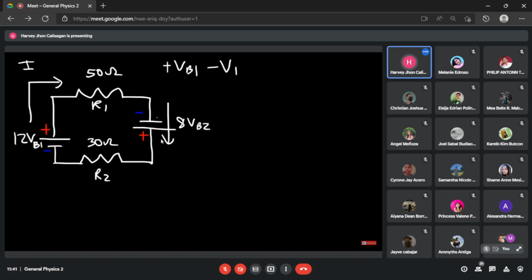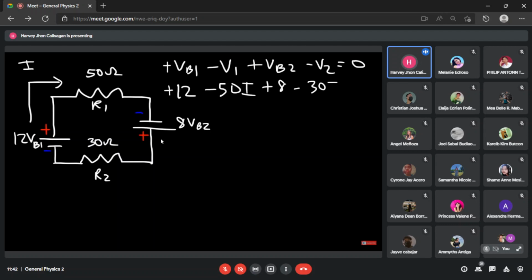Now current flows from the negative terminal to the positive terminal. So therefore, the battery increases the energy of the circuit. So that's going to be plus VB2. And then this resistor will consume energy from the circuit. So that's going to be negative V2. So VB1 is 12. We can replace V1 with I times R1, so that's I times 50, or simply 50I. VB2 is positive 8, and V2, that's going to be I times 30.